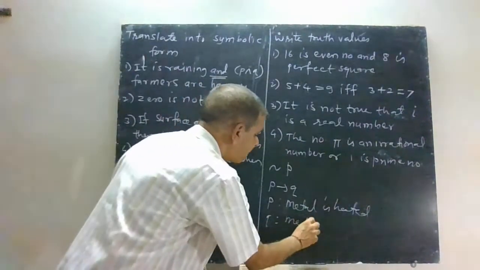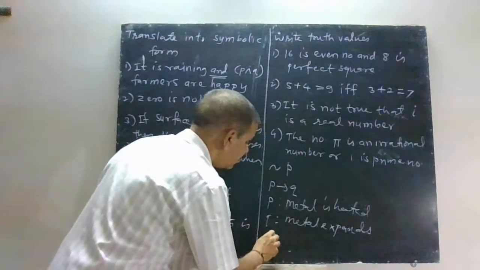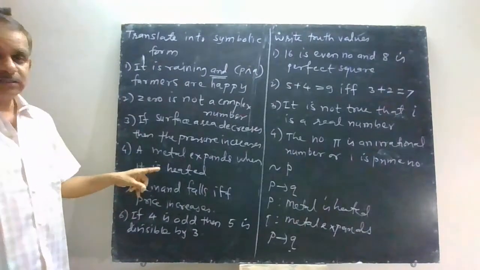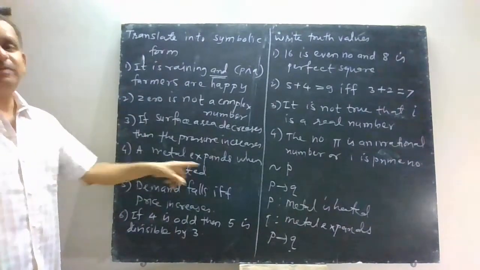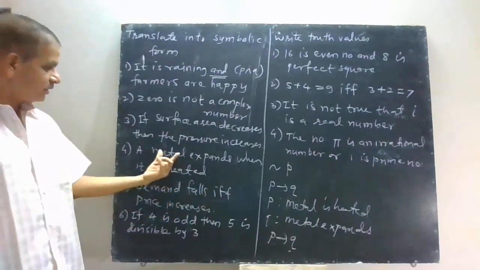Metal expands, and then your statement will be of the type P implies Q. Don't write the statement of the type Q implies P like that. So this is your P and this is your Q.